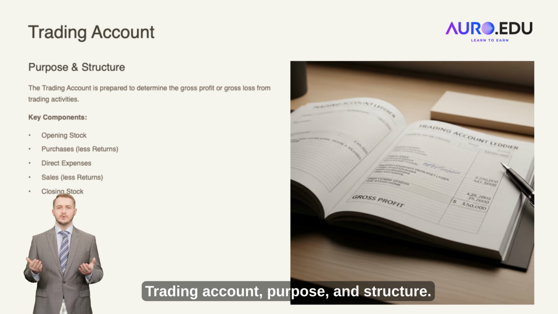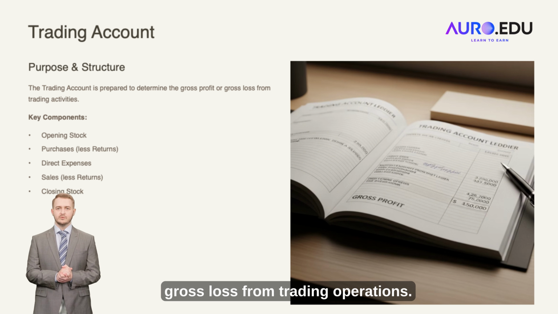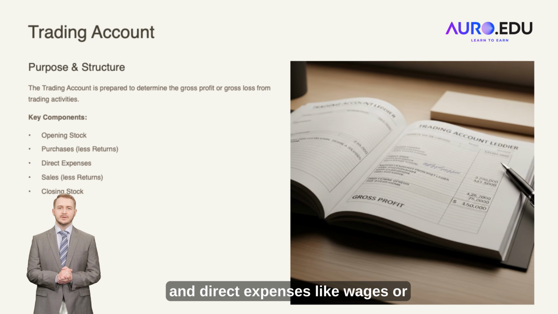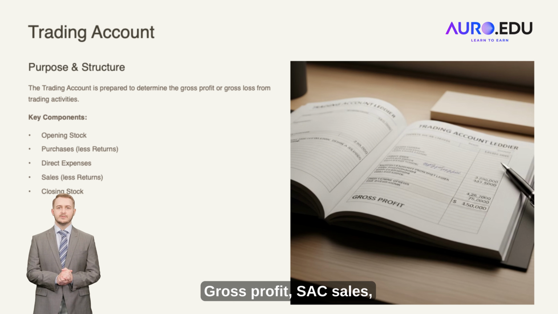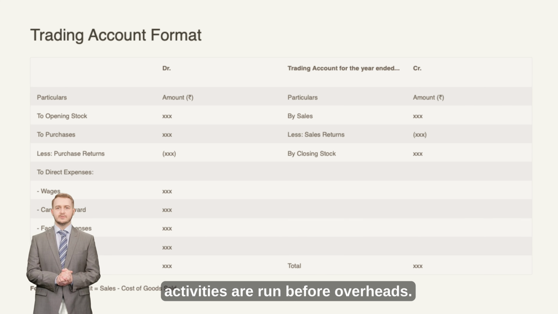Trading account, purpose and structure. The trading account determines gross profit or gross loss from trading operations. It considers opening stock, purchases net of returns, and direct expenses like wages or carriage. On the credit side, it records sales net of returns and closing stock. Gross profit is sales minus cost of goods sold. This account helps owners evaluate how efficiently trading activities are run before overheads.